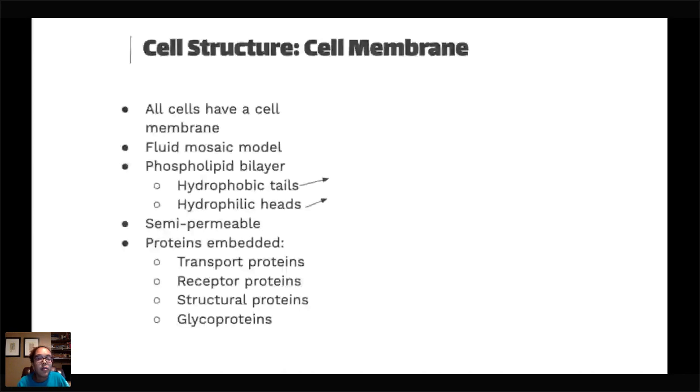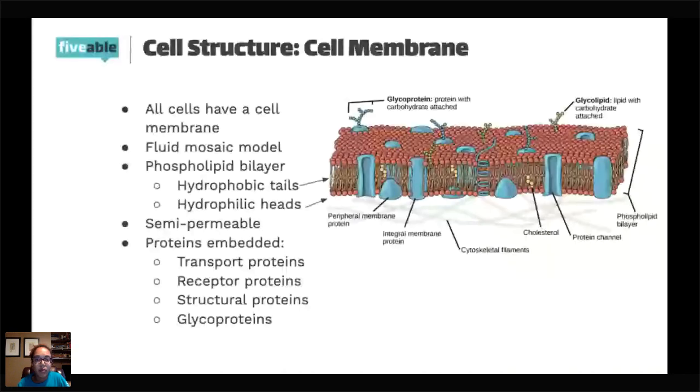Okay, so now we're going to talk about the cell membrane. All cells have a cell membrane, whether it's prokaryotic or eukaryotic. Bacteria have cell membranes, we have cell membranes, plants have cell membranes, everything has a cell membrane.